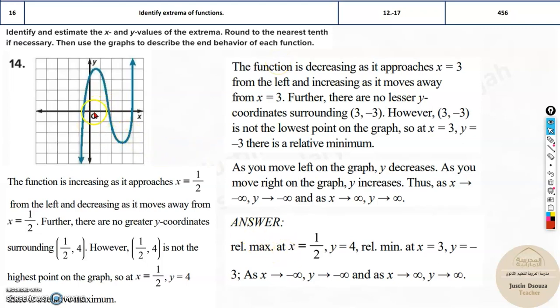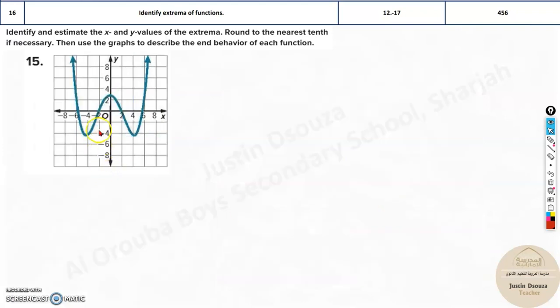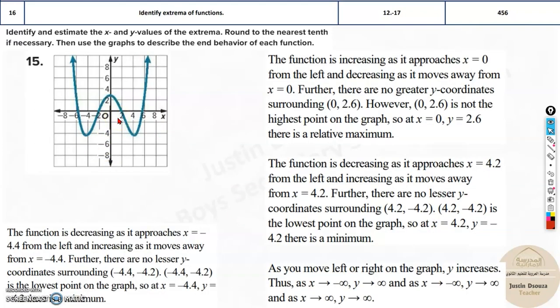The x over here is half and the y value is 4. Here it is at 1, 2, 3 and minus 3. Yes, those are the answers. It's minus 3, and as my x value goes to positive infinity, y is positive infinity, and when x is minus infinity, y is minus infinity. So please do try.